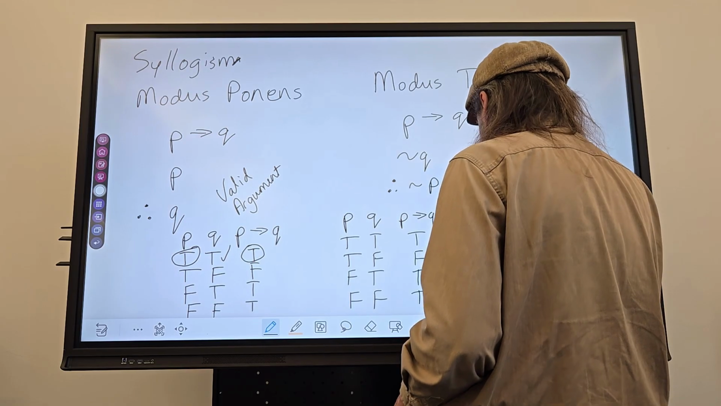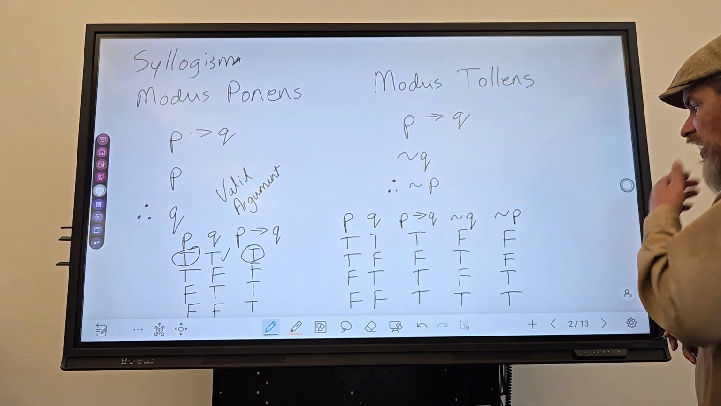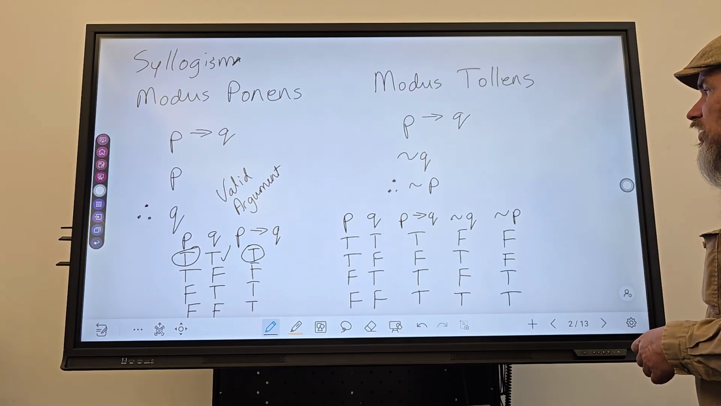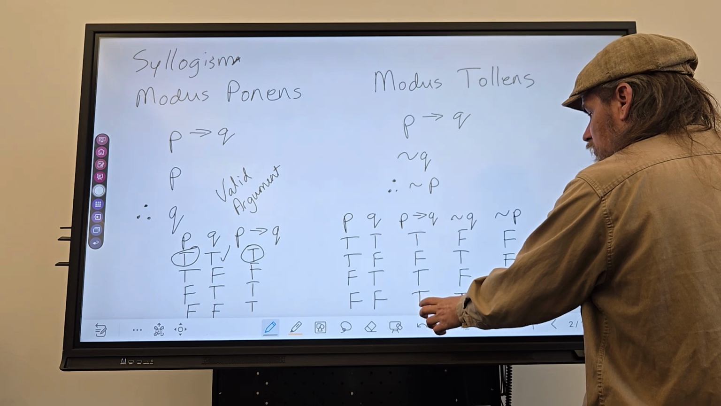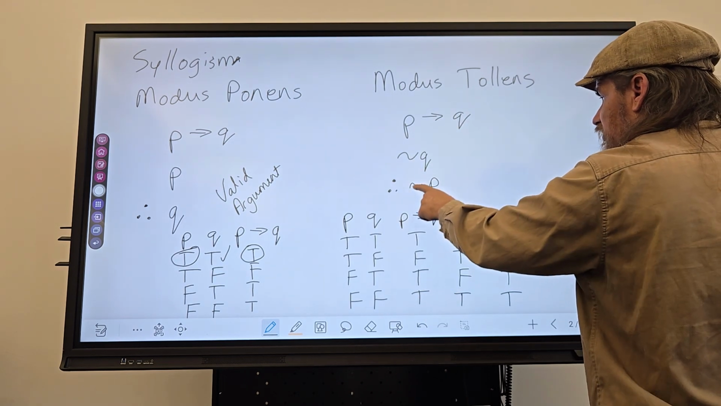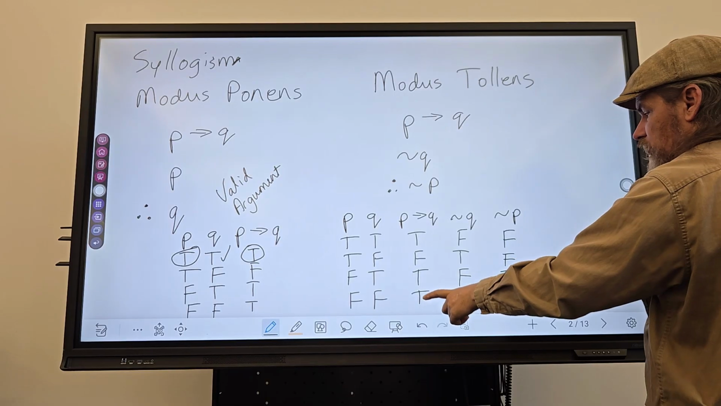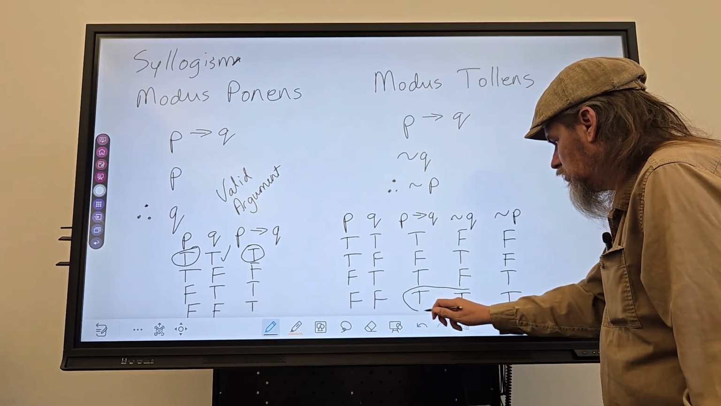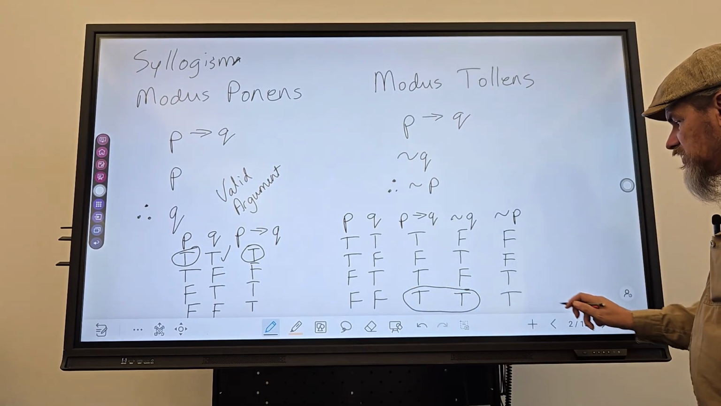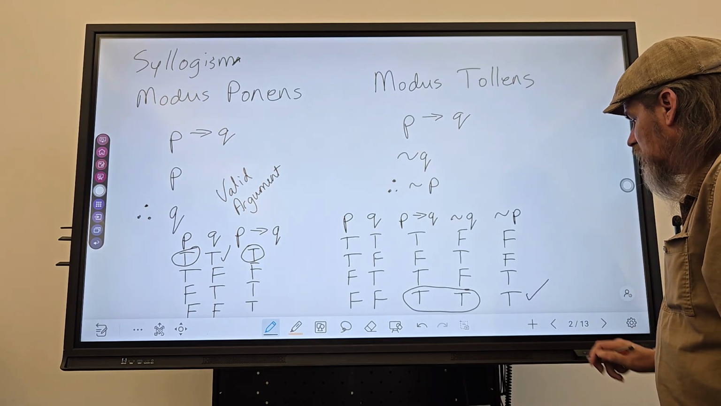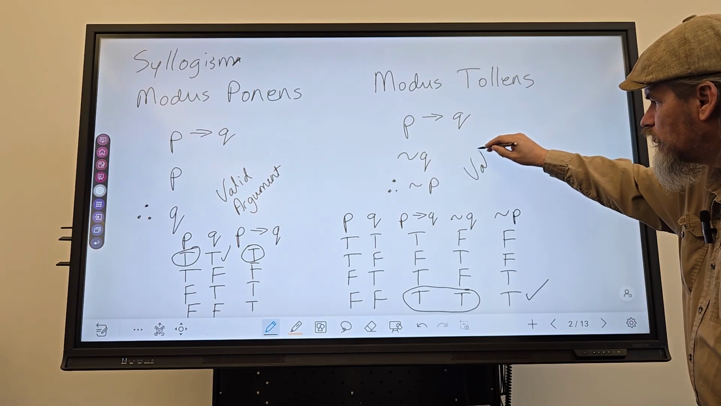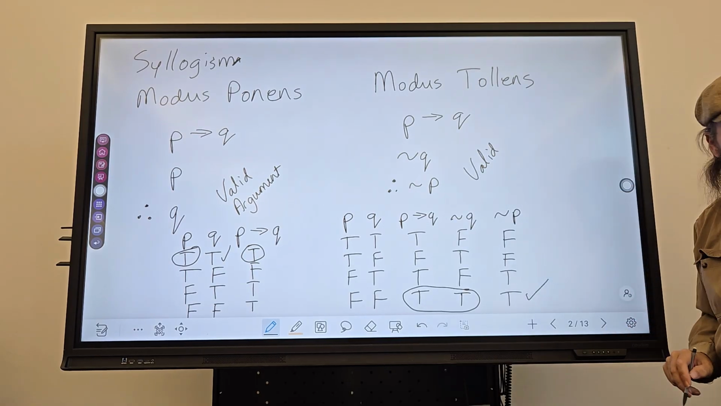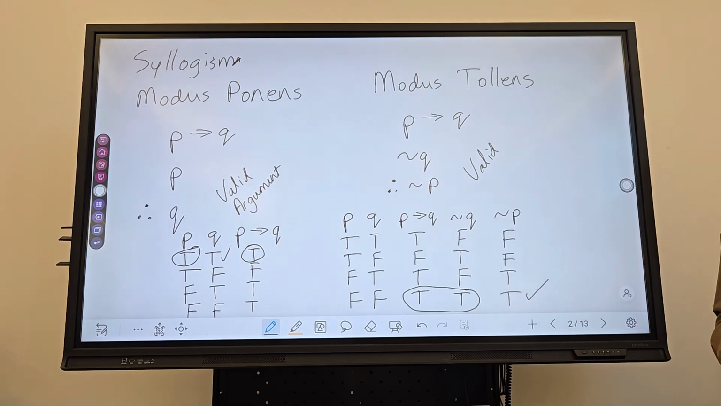True, true. So the only row where this premise and this premise are both true is right here, and not P is true in that place. So this is a valid argument, easily verified with the truth table.